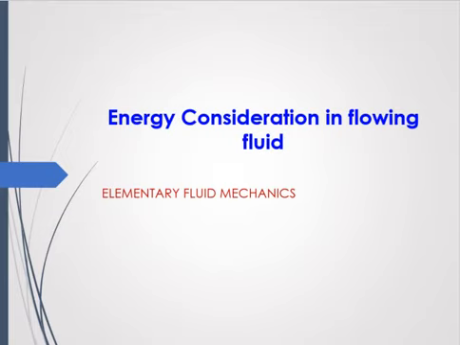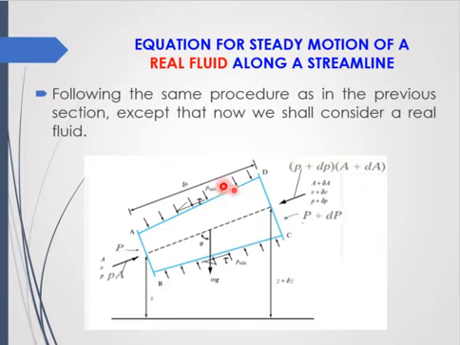So let's start with the equation for steady motion of real fluid along a streamline. You can see this figure. In this lecture, we will derive the equation for real fluid following the same procedure as in the previous section, except that now we shall consider a real fluid. In this figure, you can see there is a slight difference, this shear stress. You have seen this figure previously when we derived the Bernoulli equation for ideal fluid.